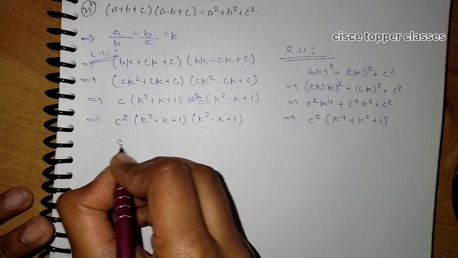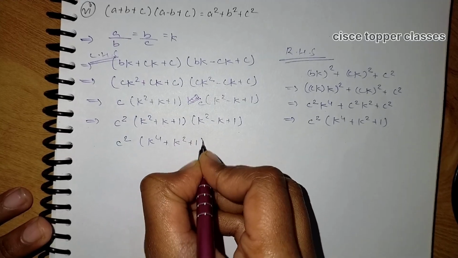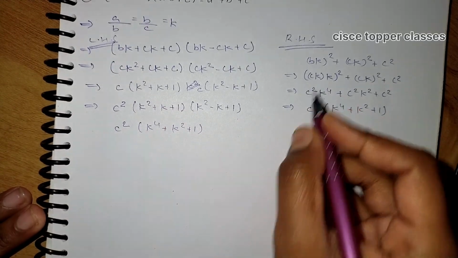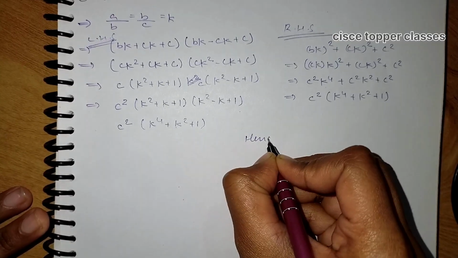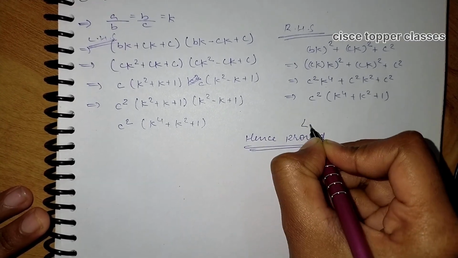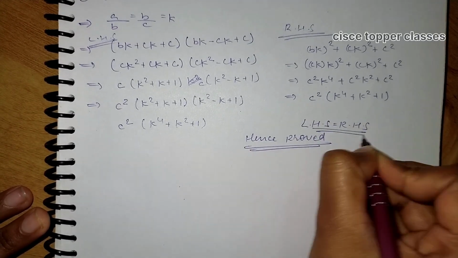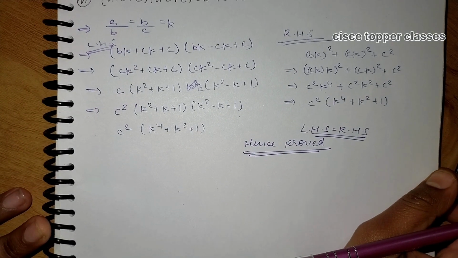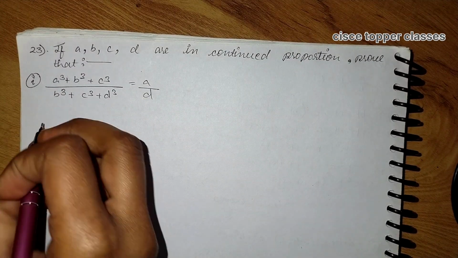This is forming a formula only. So this is also the formula, K to the power 4 plus K square plus 1. Hence proved that LHS is equal to RHS as A, B, C are in continued proportion. Hence proved. LHS is equal to RHS in this question. This is the solution of question number 22, sixth part. Let's solve question number 23, first part.